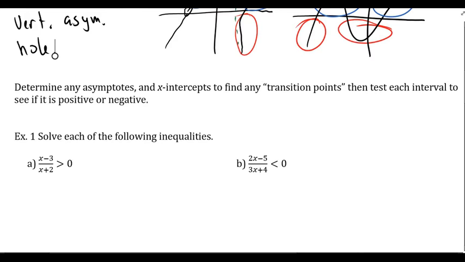So what we can do is find all of those values, which we already know how to do. You already know how to find vertical asymptotes and holes and x-intercepts. So we do that, and then we just test to see if it's positive or negative between those intervals. Does that make sense?